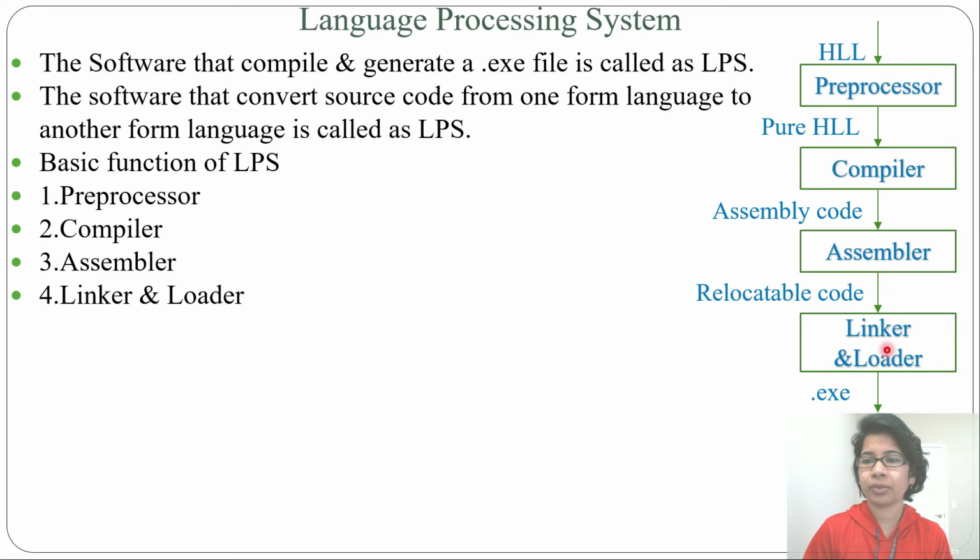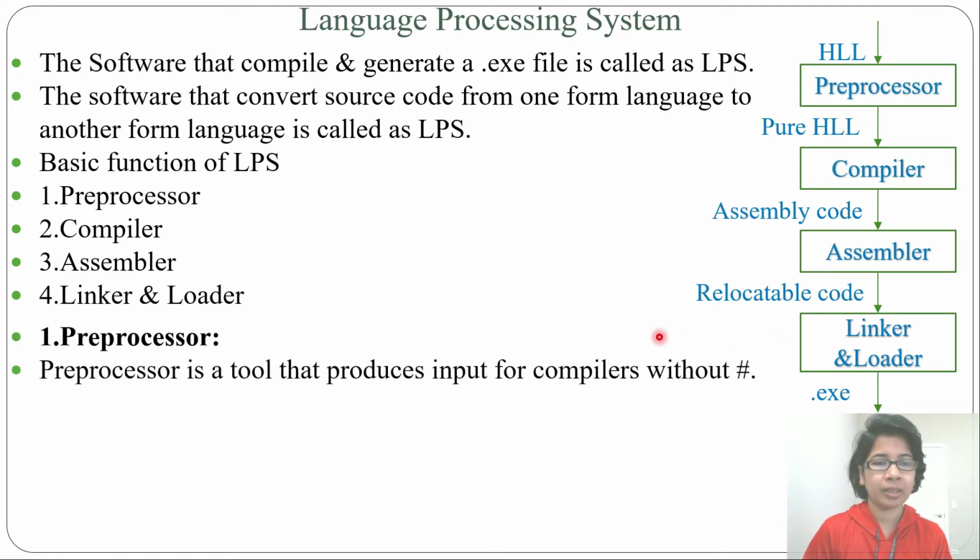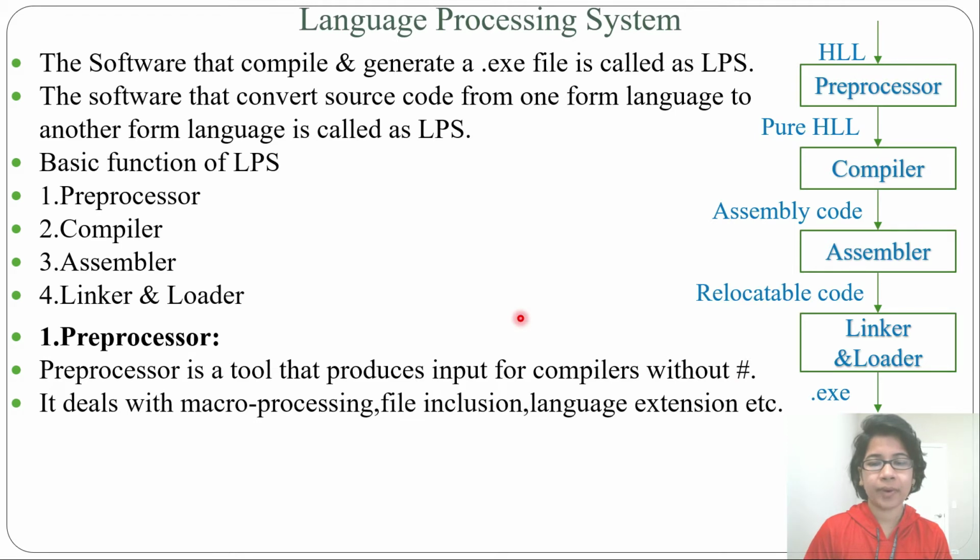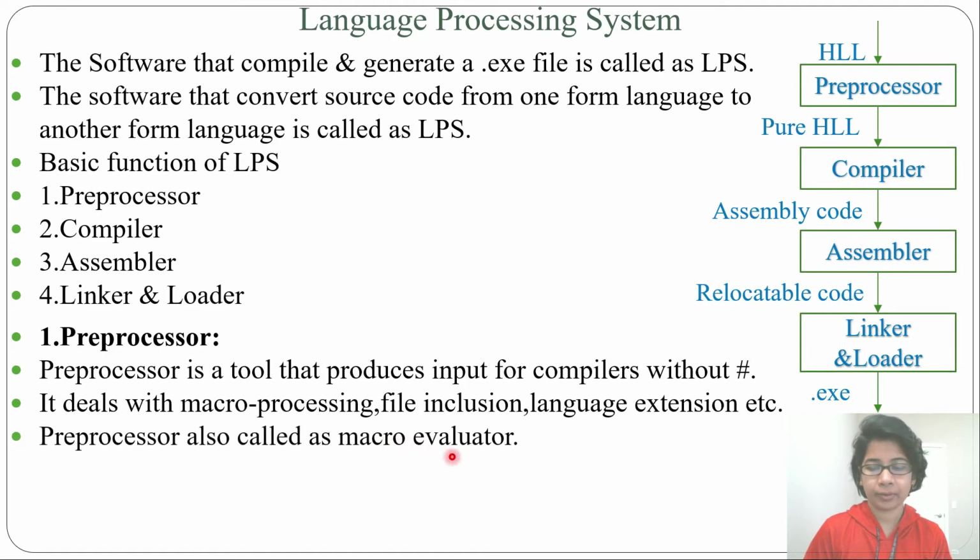So we are going through these 4 steps, but in compiler design our focus will be on compiler. Before starting compiler in detail, let's know what is preprocessor, what is assembler and what is linker and loader. First, preprocessor. Preprocessor is a tool that produces input for compiler without hash. It deals with macro processing, file inclusion, and language extension etc. Preprocessor is also called macro evaluator.